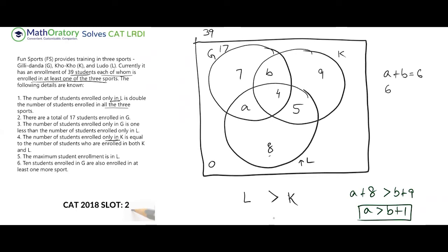Obviously, A6 and B0 is allowed. B can be 0, no issues there. A5 and B1 is allowed. A4 and B2 is also allowed, but that's it, nothing more. So we cannot have anything else out here, right?